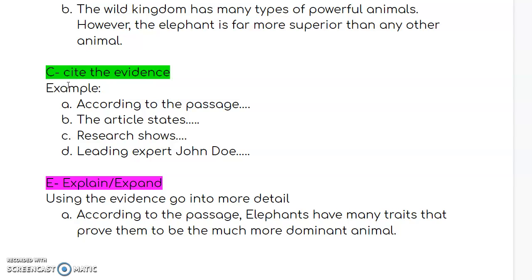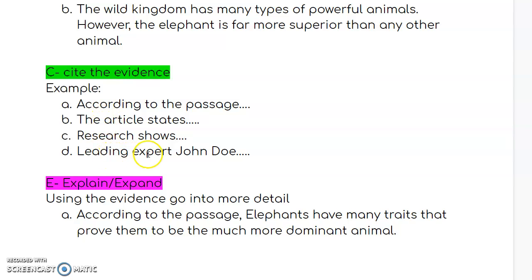All of this must be factual evidence. None of this is opinion. All of this is factual evidence. Do not say anything that's in your opinion. Do not be biased in it. This is the part where it's just evidence. If you would like to, you can start with one of these. However, do not start one sentence "according to the passage," the next one "the article states," "research shows." That's monotonous. Don't do that.